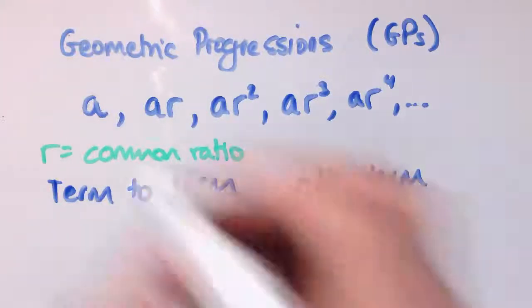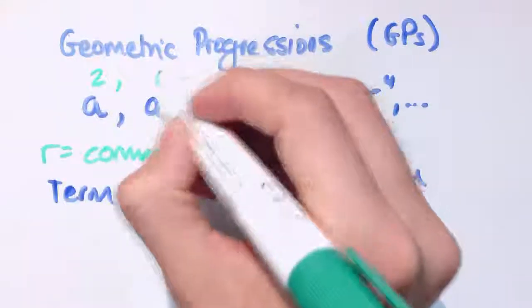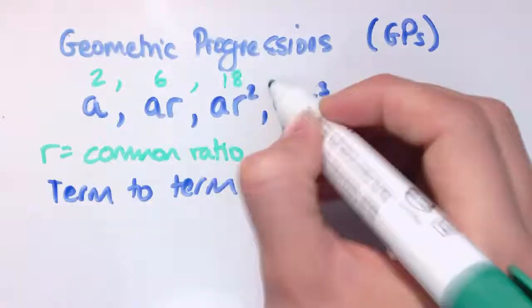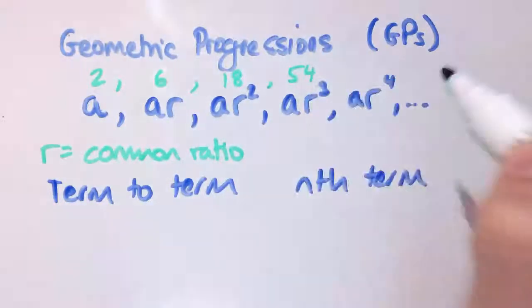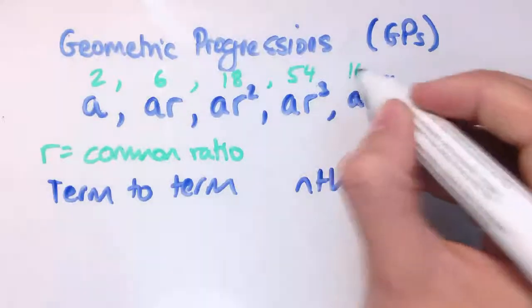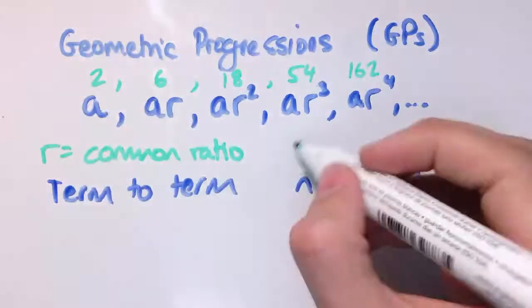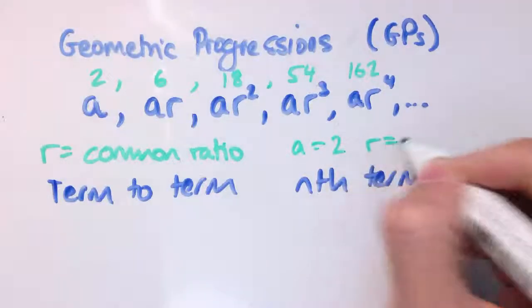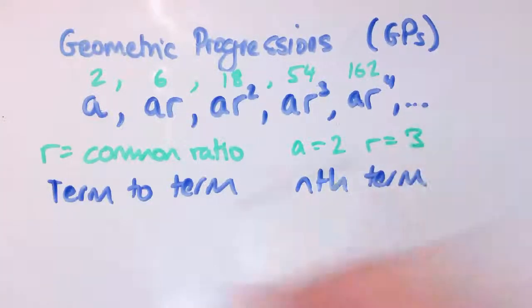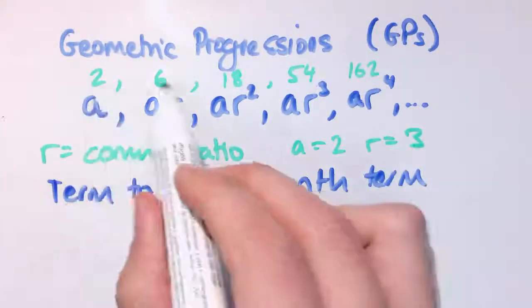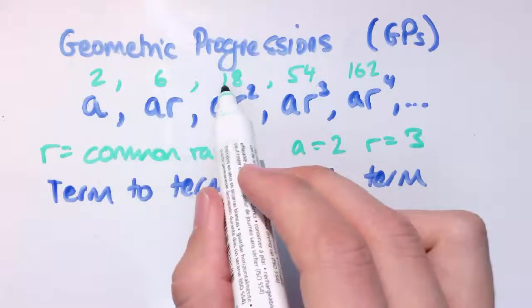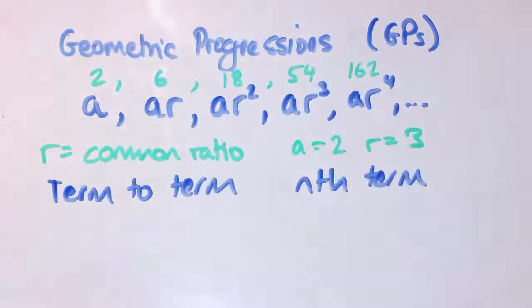So for example, if I had that sequence, let's say 2, 6, 18, 54, 162, etc., then this one has a equals 2 and r equals 3, because I'm starting at 2, I'm doing 2 times 3, then I'm timesing it by 3 again, timesing it by 3 again, timesing it by 3 again.